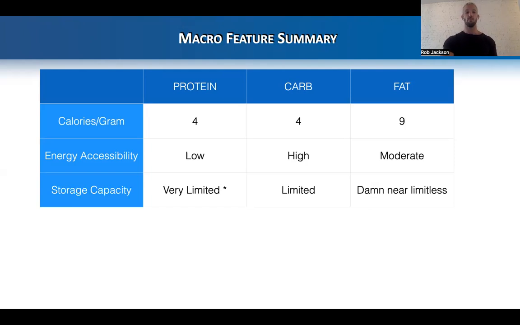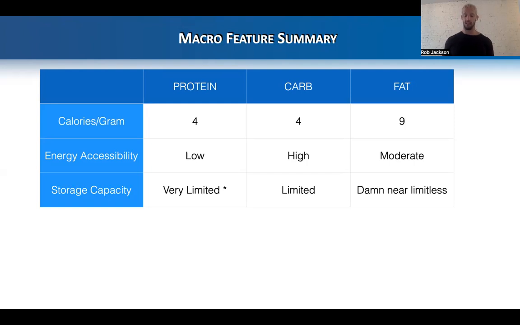And again, when we talk about that next component, storage capacity, protein is very limited. Yes, your body is largely made of protein, but in terms of storing it aside for an energy source, we really don't have much capacity to do that at all, which points to needing to get protein in often throughout the day, because we don't really want to be pulling apart our own body to feed itself, so to speak.